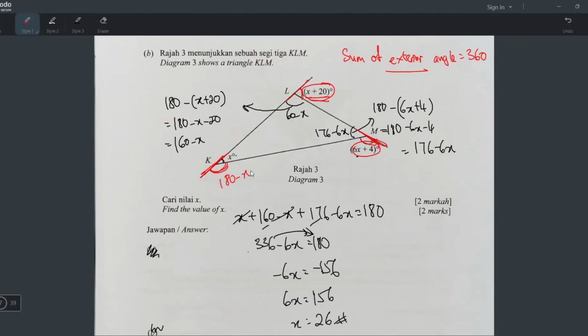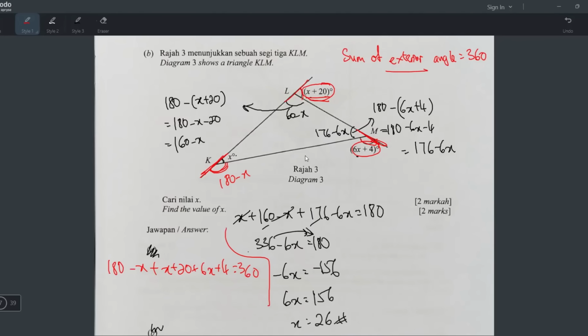So the other way to do it is you take 180 minus x plus x plus 20 plus 6x plus 4 equals 360. Because the sum of exterior angles is always 360. Yeah, doesn't matter how many sides, it will always be 360 for exterior. If interior, it will be different depending on the number of sides.